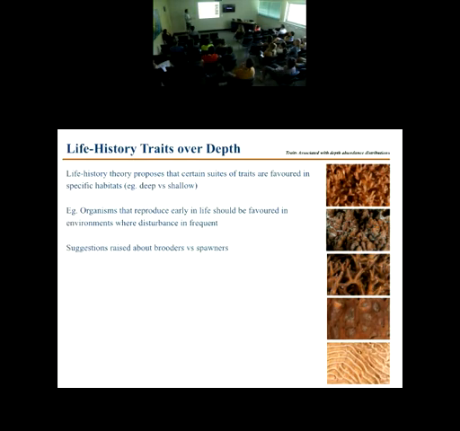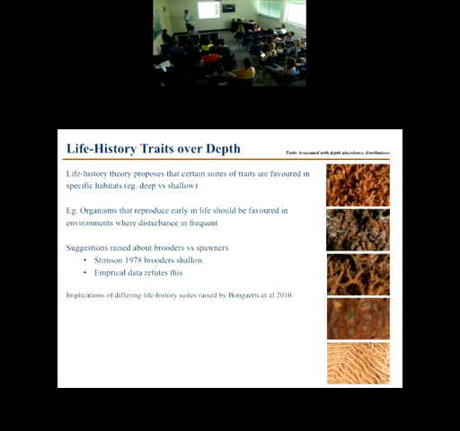And there have been suggestions raised about the different reproductive methods, so brooders and spawners, and how these actually change over the depth gradient. Stimson in 1978 suggested that brooders were predominantly shallow due to this disturbance effect. But the empirical data we're getting doesn't really match this. If anything, we're seeing brooders down deeper.